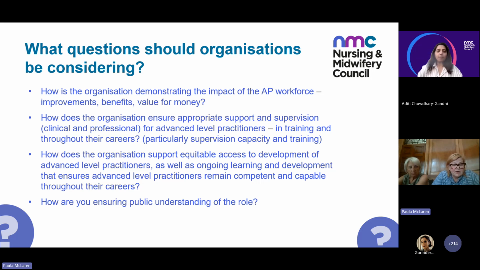And how does the organisation support that equitable access to development of advanced level practitioner opportunities, as well as ongoing learning and development? And again, importantly, ensuring that advanced level practitioners remain competent and capable throughout their careers. So it isn't just about completing a master's in advanced practice. It is about demonstrating that ongoing competence and capability, as I said, throughout their careers.